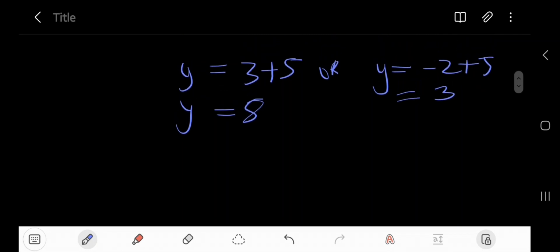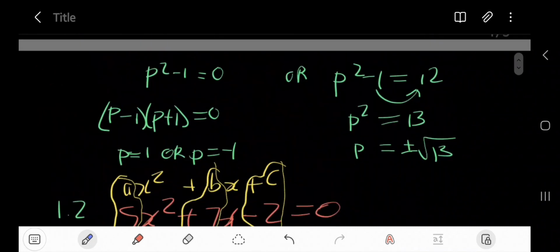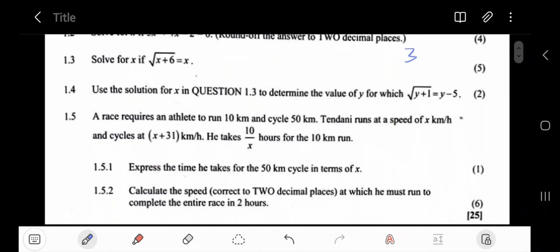So we're done with that. We know that therefore y is equal to 8. The other is not applicable. So let's move to the next question right here.